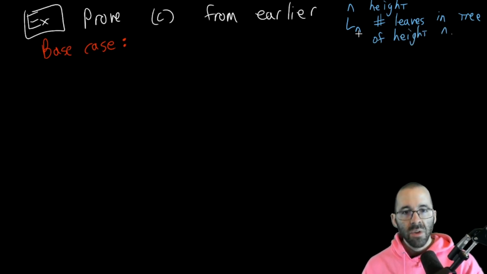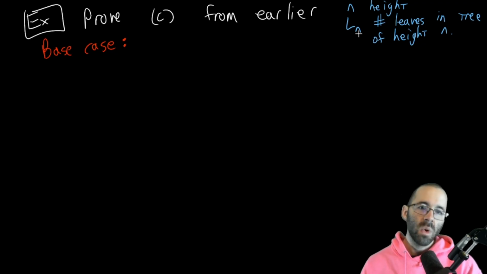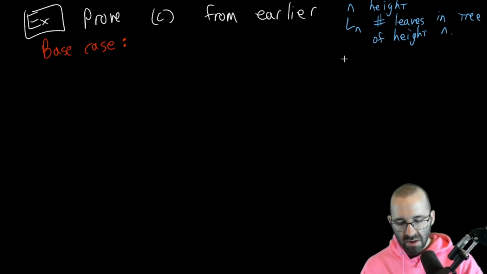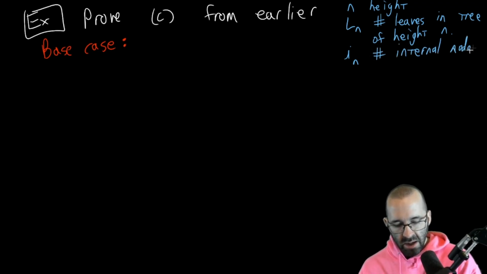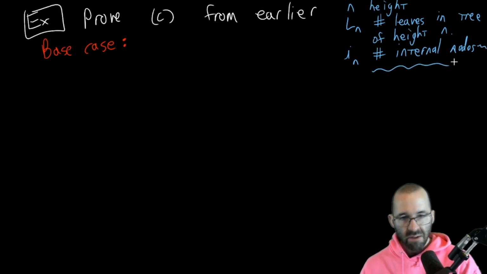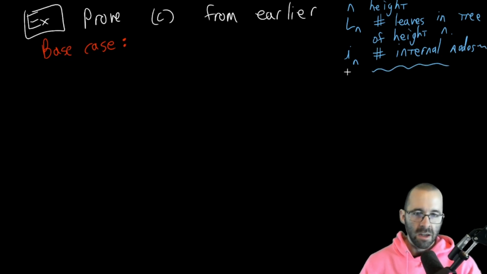And what are we trying to show? That the number of leaves is one more than the number of internal nodes. So you can use I sub n for the number of internal nodes, again, in trees of height n. You could use other variables.